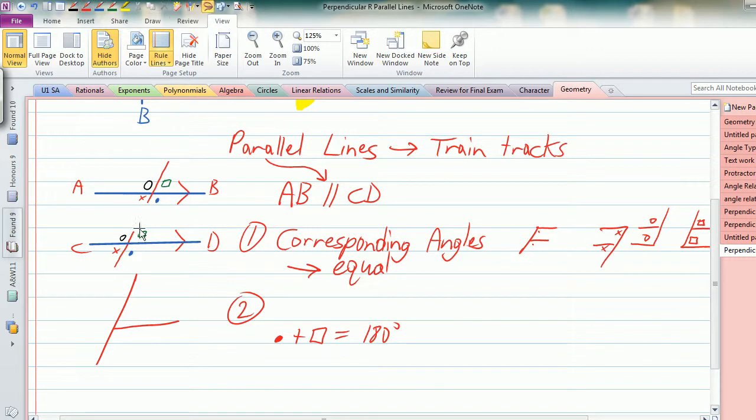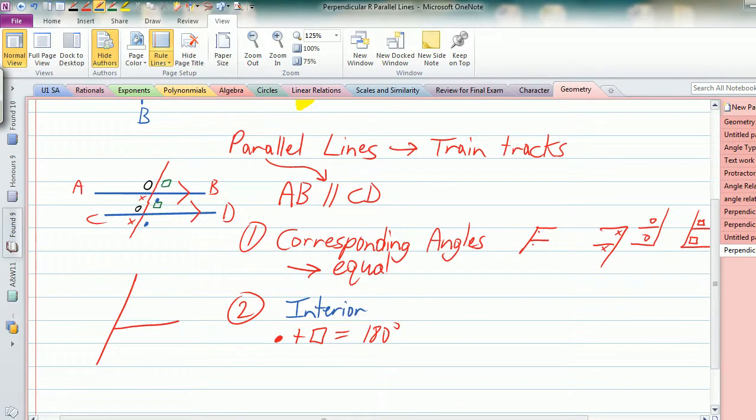So if I take it and overlap it, you can see that even though they're separated, they must overlap as well, and so those two are supplementary. So what we have here is a dot and a square on the inside of the parallel lines, so we call those interior angles.